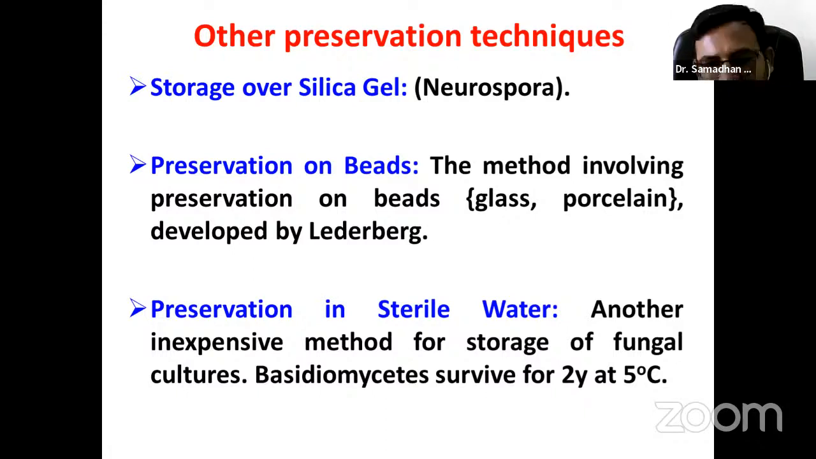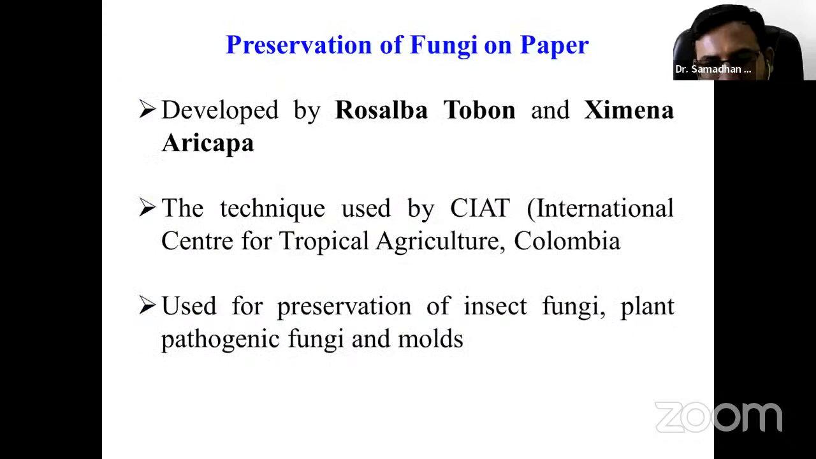In this preservation method, Basidiomycetes will survive for 2 years at 5 degrees Celsius. Then preservation of fungus on paper, which was developed by Rosalba Ruben and Ximena Ericapa. This technique is used by CIAT, the International Center for Tropical Agriculture, Colombia. It is used for preservation of insect fungus, that is bioagents, bioinsecticides, then plant pathogenic fungi and molds.